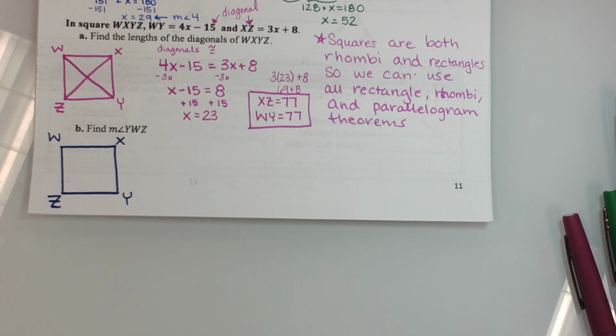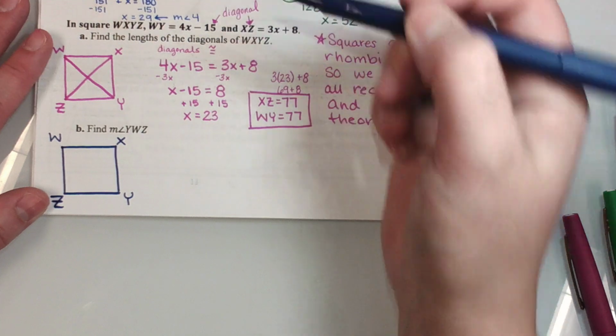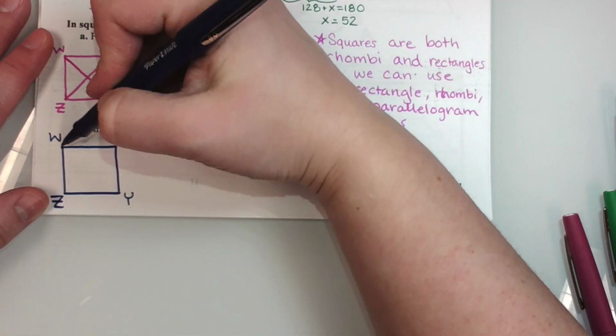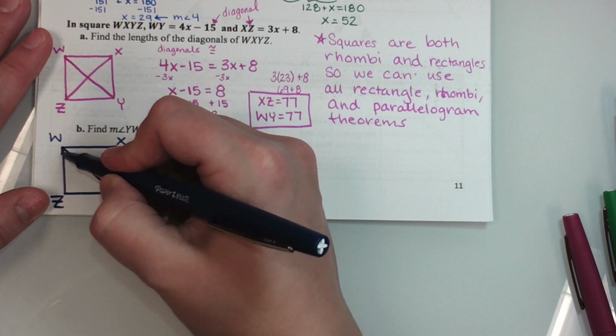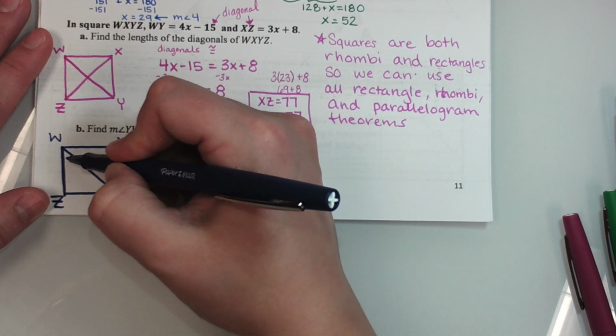Now, again, just like I commented yesterday, I'm still seeing some people struggle with the three-letter names. The middle letter's the pointy part, in other words, the vertex. So the vertex on this one is W. So this is the pointy part of the angle, and it's going to go towards Y. And it's going to go towards Z, which means it's this angle right here.